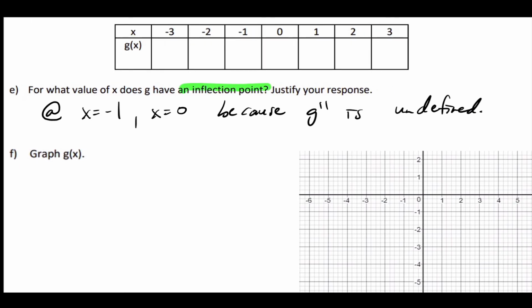The last thing you're going to do is graph G of x. Make dots, graph it, see what it looks like. You have points from the table. It's the same graph you had before. Graph the thing, see what it looks like.